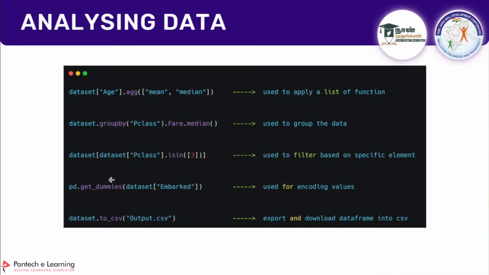And there is another option known as get_dummies. This is used for encoding the values. When you go for advanced things, you can use sklearn for this operation, but you can do it with pandas also using get_dummies. Can we see that, guys?